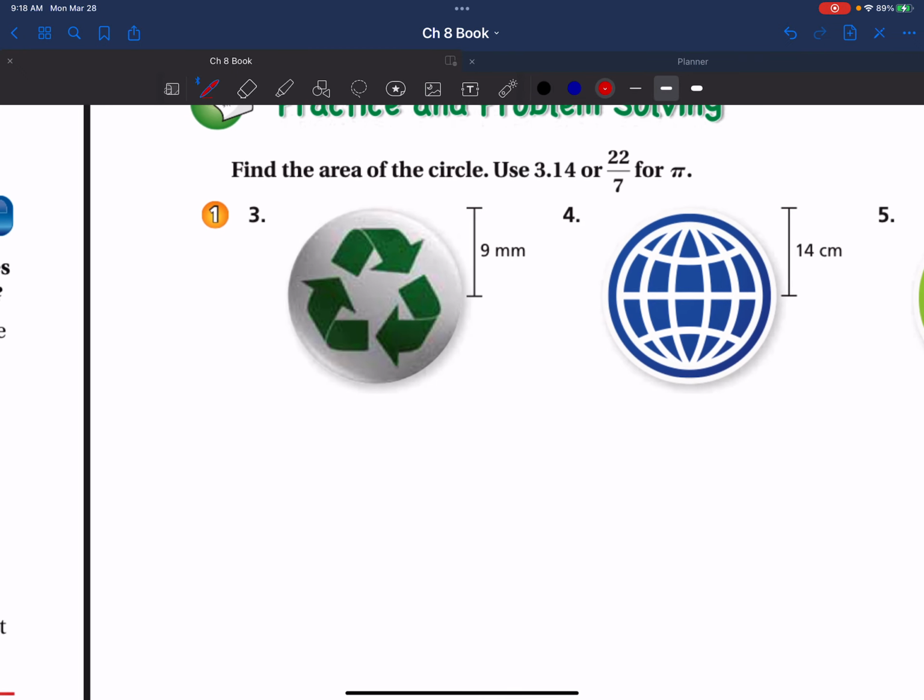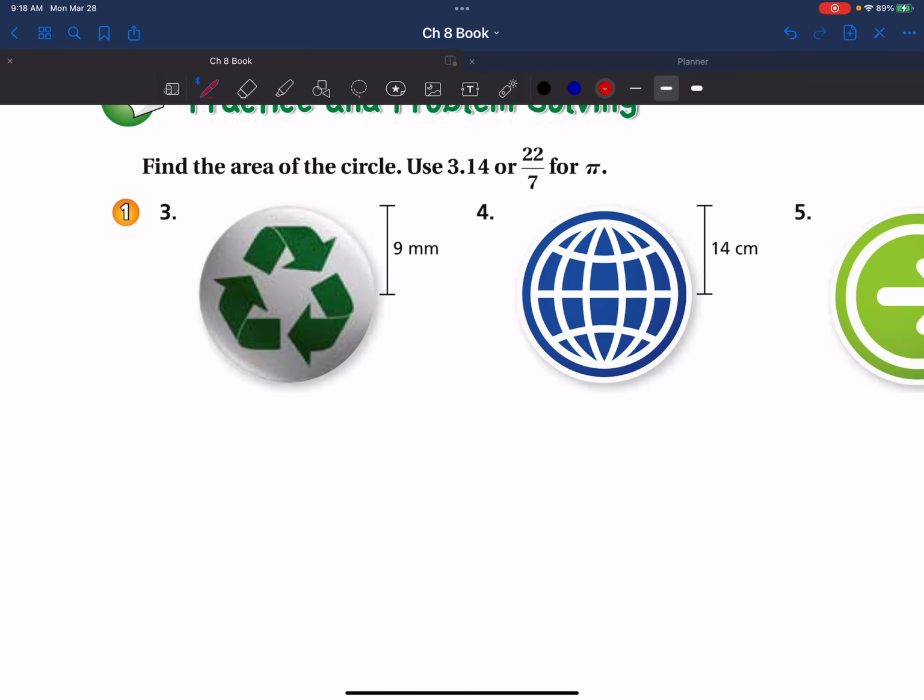All right, number 3, it says find the area of these circles. Use 3.14 for pi, instead of a calculator and using actual pi. I've got this pin or button for recycling. It's showing me that the radius, which would be half of that, is 9. When I'm finding area, I need pi times the radius squared. 9 times 9 is 81. So now I've got 3.14 times 81.